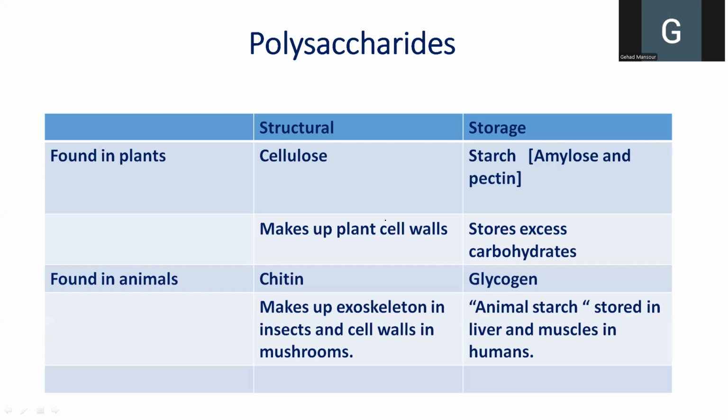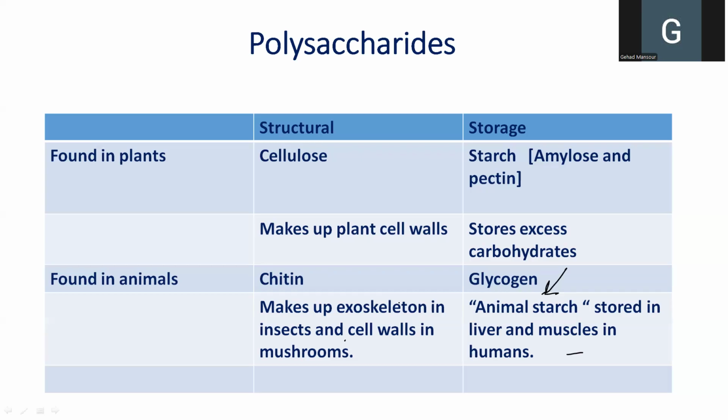Whereas in animals, we have the storage carbohydrate, as we have discussed before, which is glycogen. And glycogen is the storage form of carbohydrates in animals. That's why we call it the animal starch. But I don't like this nomenclature because it makes you confused. It's just the storage form of carbs in animals.